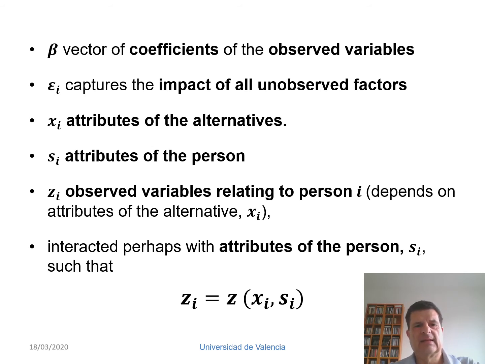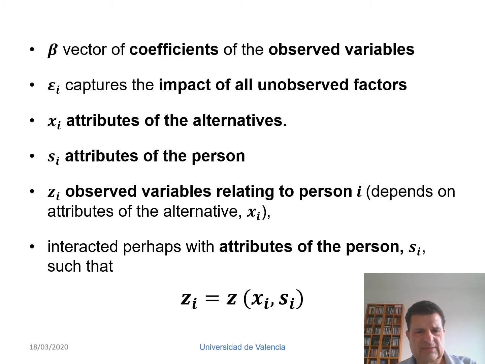Here, the vector beta is the coefficients of the observed variables. So that is a way of summarizing the strength with which every variable is going to impact on the decision of buying or not buying. Epsilon sub i captures the impact of all unobserved factors that are not explicit in the equation. Xi is a set of attributes of the different alternatives that the consumer is considering. S sub i is the attributes of the person, so that would be the age or the education and the location. And then Zi are observed variables relating to person i.